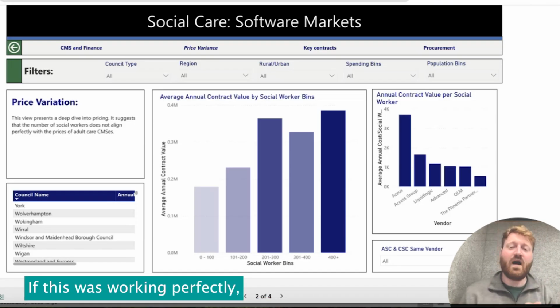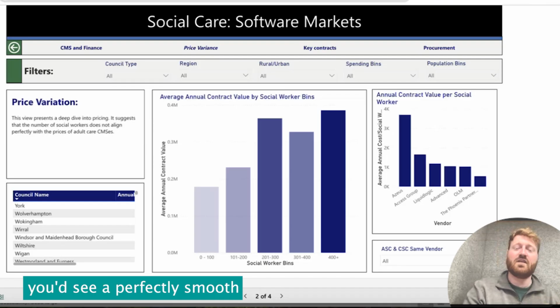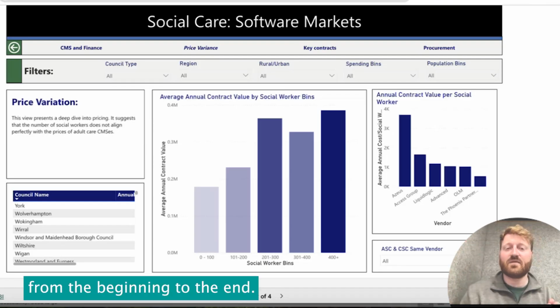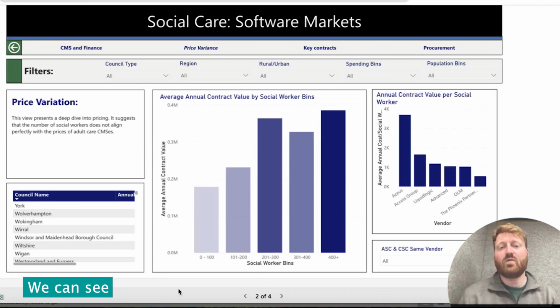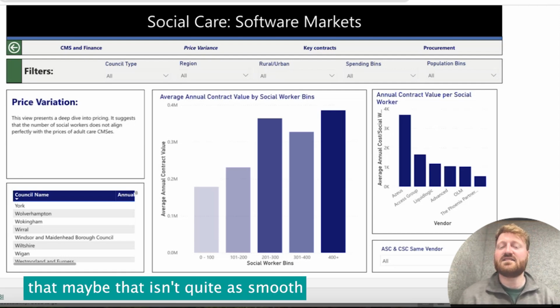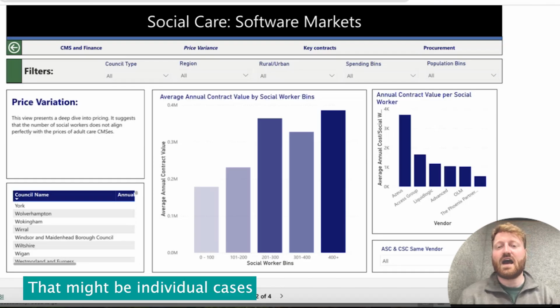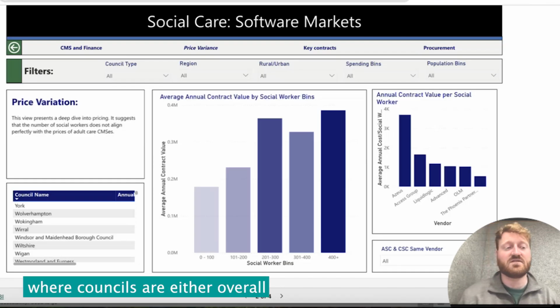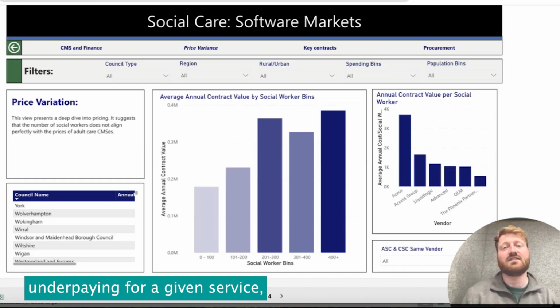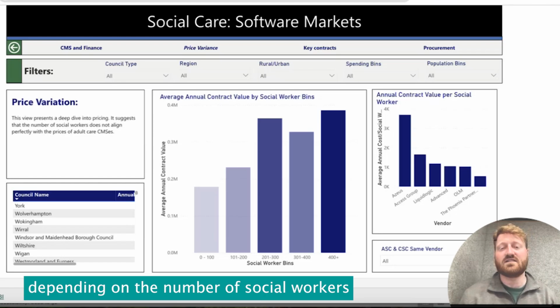If this was working perfectly, you'd see a perfectly smooth series of step ups from the beginning to the end. We can see definitely the right kind of trend, although it's interesting to see that maybe it isn't quite as smooth as it should be. That might be individual cases where councils are either over or underpaying for a given service, depending on the number of social workers that they have.